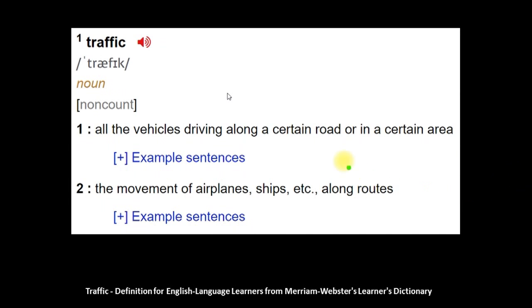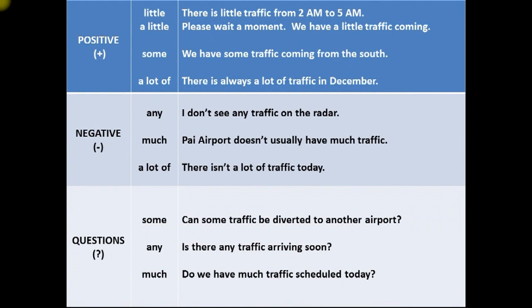For example, some people might say, "We're so busy today. There are many traffics." However, this is a mistake because, like we said, the word traffic is uncountable. So we can't say many. So what can we use grammatically if we want to quantify amounts of traffic? Well, it depends on if the sentence is positive, negative, or if it's a question. So let's look at some examples.